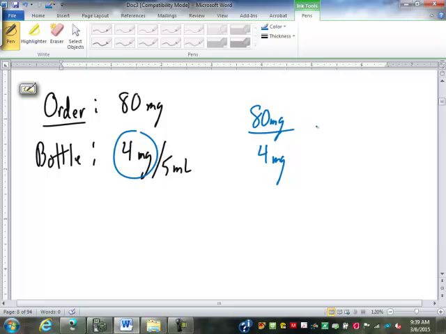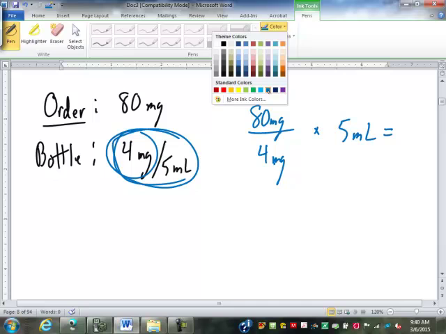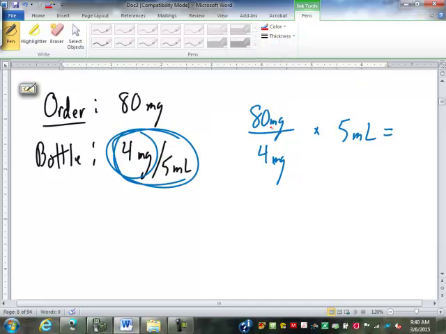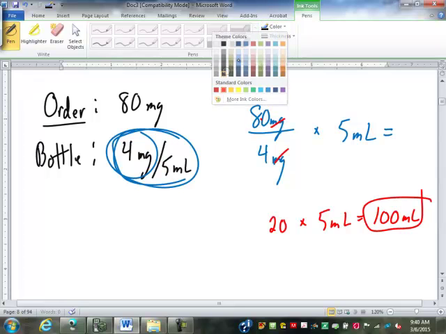Now remember, we said the vehicle has to be related to this on-hand dose. So if we look at this relationship, the 4 milligrams was carried in 5 milliliters of the fluid. So what we have here is the milligrams cancel out again. 80 divided by 4 is 20 times 5 milliliters is 100 milliliters. Any questions?